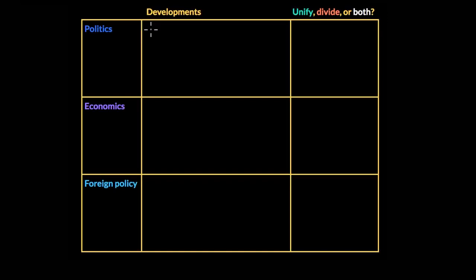Okay, as we set about to answer this question, let's just brainstorm some of the major political, economic, and foreign policy developments in this time period. It doesn't have to be an exhaustive list of everything that happened, just some key highlights. I'll suggest a few, but feel free to pause the video and see what you can think of on your own. All right, what happened in politics?